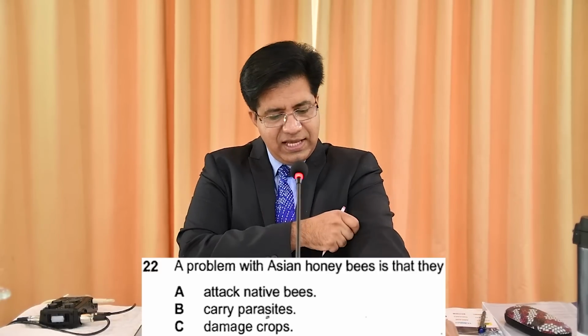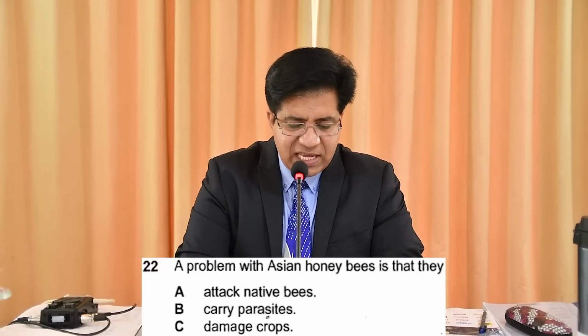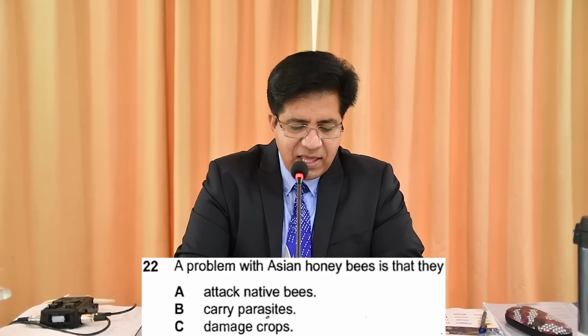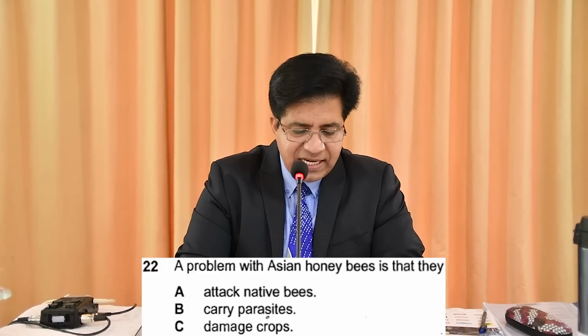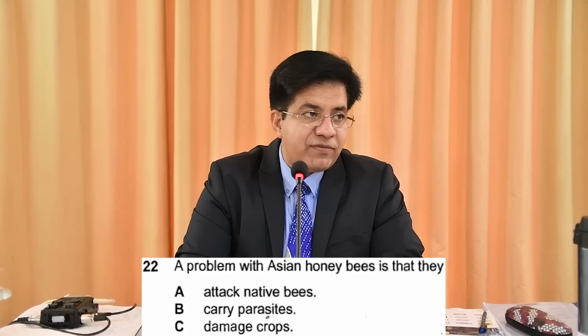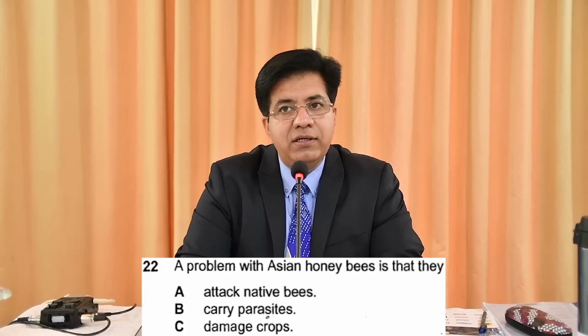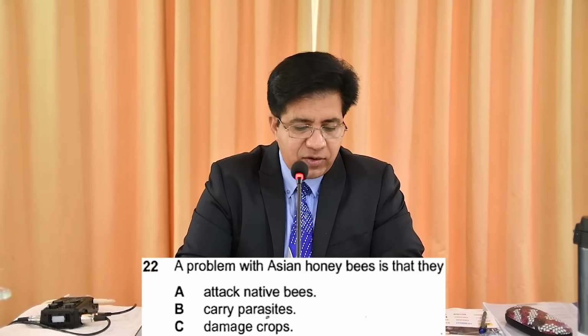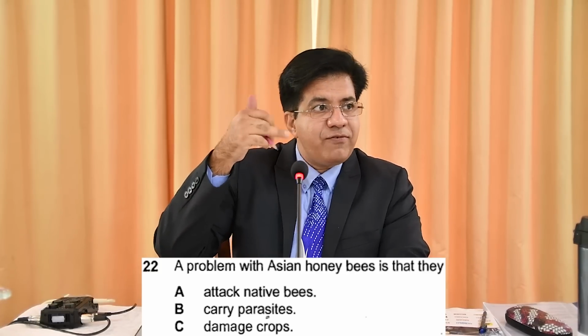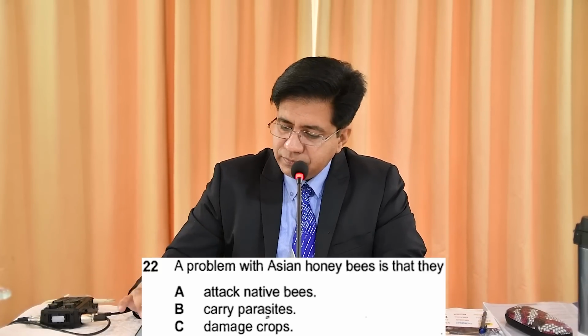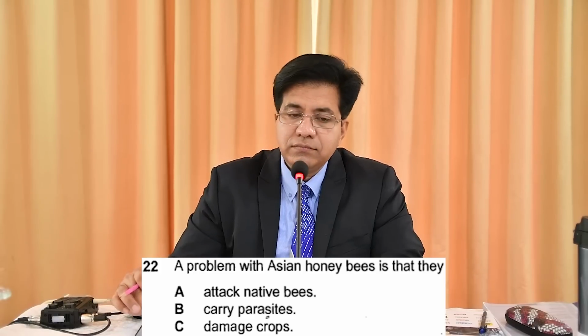So, attack native bees, problem number 1. Parasites, problem number 2. For parasites, they might use any other word. And C, damage crops. For damage, they can use the words spoil the crops, spoil the fields and all that. Okay, now what is the problem with Asian honeybees? Out of 3, 1 is the problem.